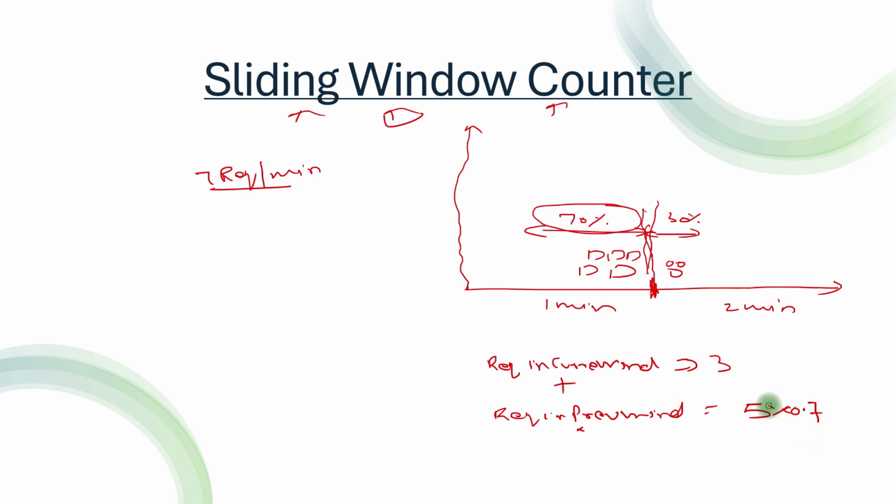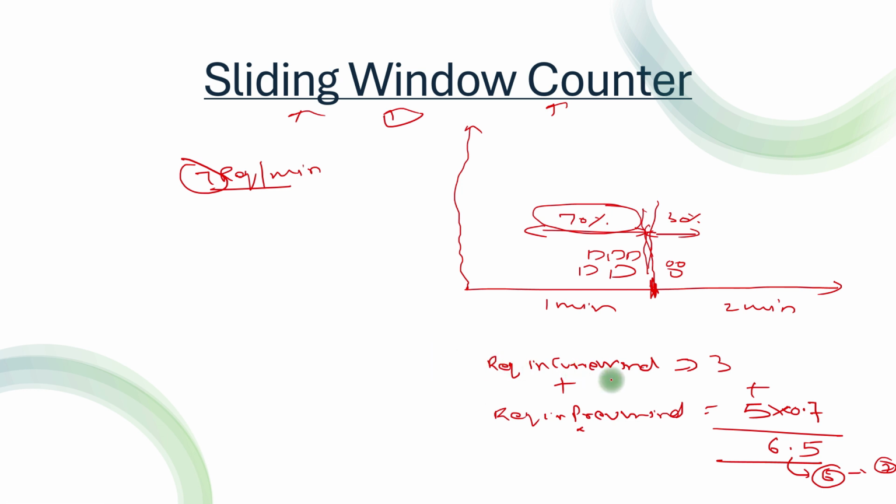That percentage is 0.7, right? By calculating this, we get the number 6.5. 6.5 will be compared with the 7 requests per minute, and it is within the limit. We can round 6.5 to 6 or to 7, but we have to go with consistency. Let's say we go with this one. So this is within the limit, and it will be allowed.